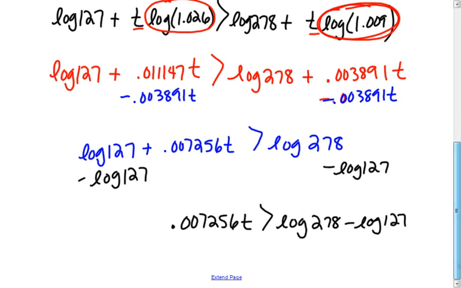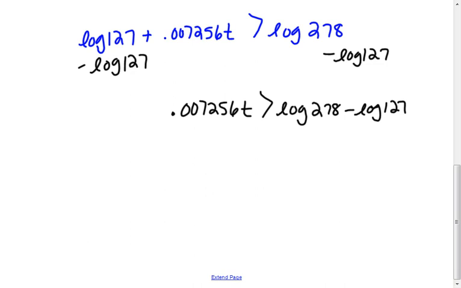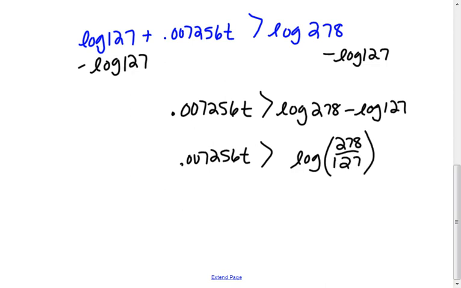Now, if I wanted to, I could put those two together on the right-hand side as one log of 278 over 127. If you want to do that, that's totally fine. In fact, I will do that just so that we can practice our log properties. Remember, we have a log property that says if you're subtracting two logs, you can make them be one log. And I can make that be 278 over 127, like that. And then obviously to solve for t, I will divide by this gross number here.